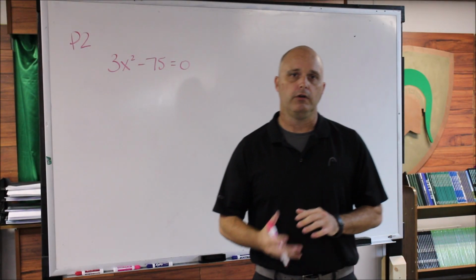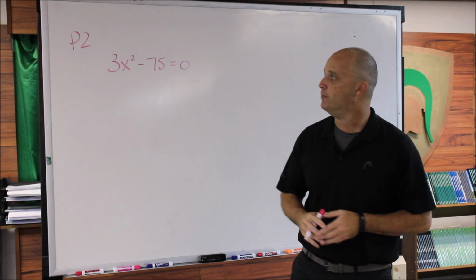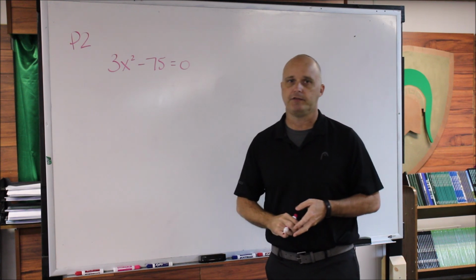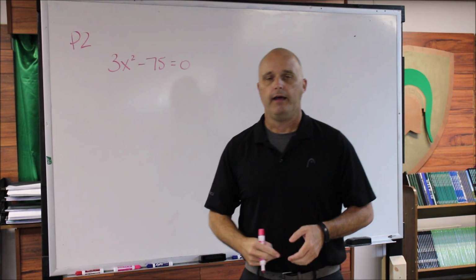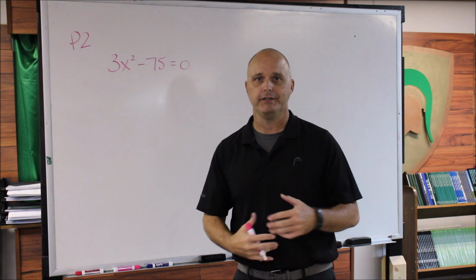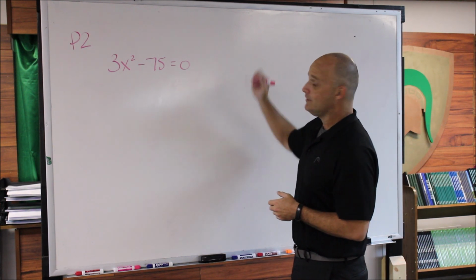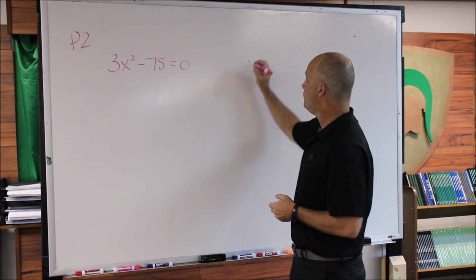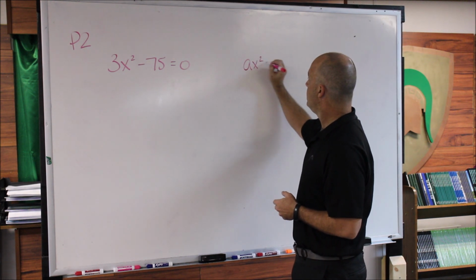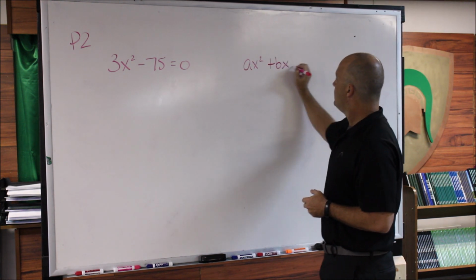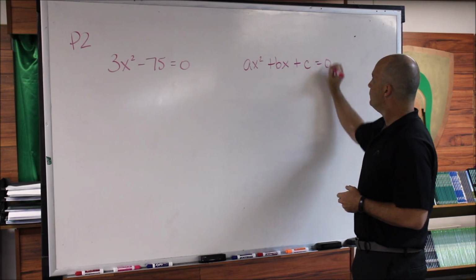The only problem that we're looking at in this section is problem number 2. We're given 3x squared minus 75 equals 0. Now, before I move on and actually solve this equation, what you want to know is that the standard form of a quadratic equation is ax squared plus bx plus c equals 0.